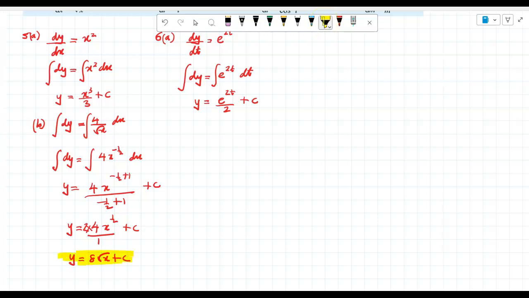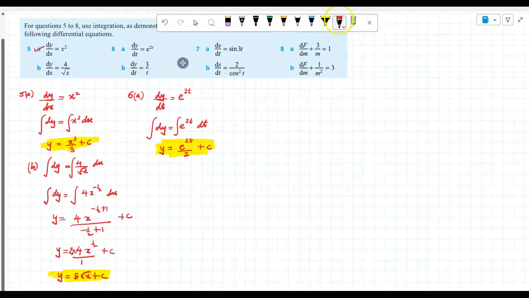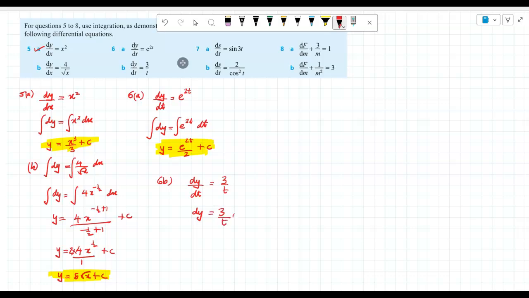So your integration has to be strong. These are all my general differential equations, general solutions. Next one, you remember? 6b. Same thing, what will you do? 3 ln t, perfect. Cross multiply. So dy is equal to 3 upon t dt. Integrate both the sides. So y is equal to 3 ln t plus c.